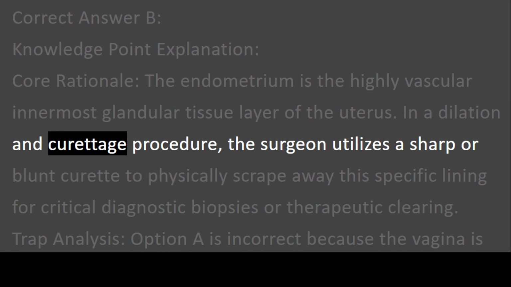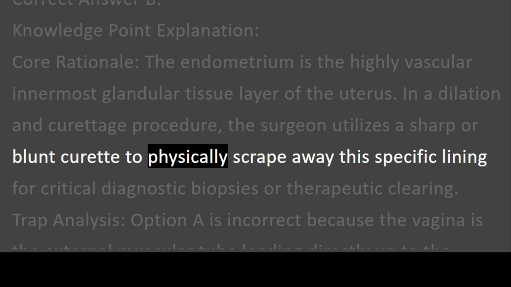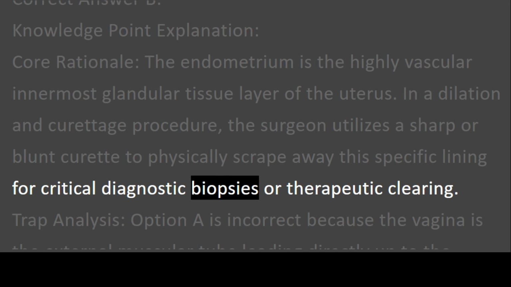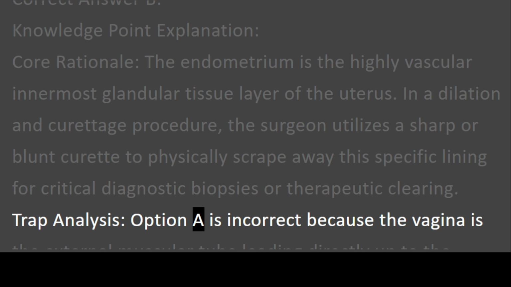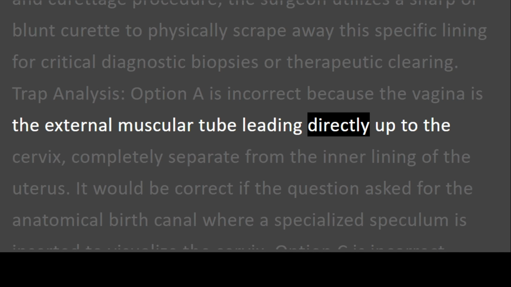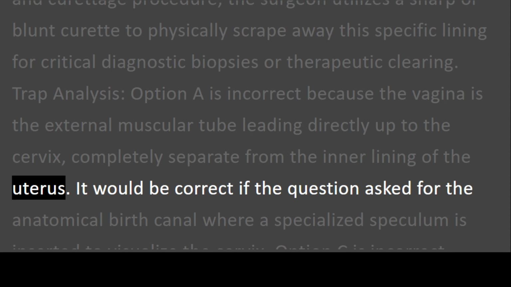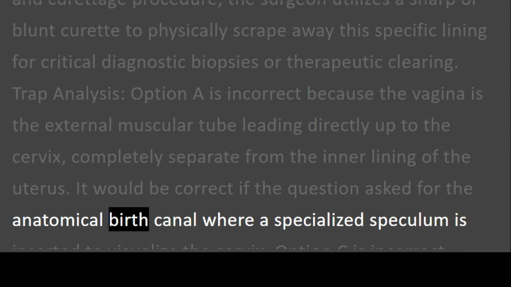In a dilation and curettage procedure, the surgeon utilizes a sharp or blunt curette to physically scrape away this specific lining for critical diagnostic biopsies or therapeutic clearing. Trap analysis. Option A is incorrect because the vagina is the external muscular tube leading directly up to the cervix, completely separate from the inner lining of the uterus.